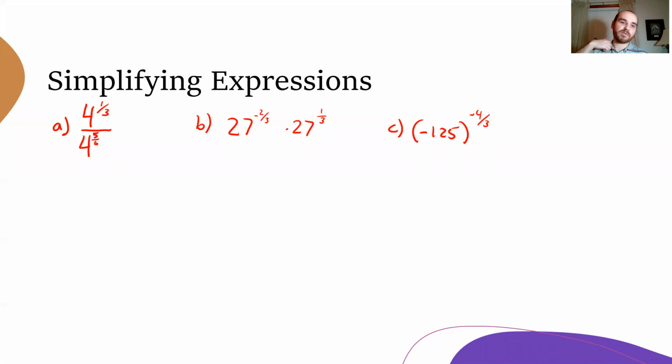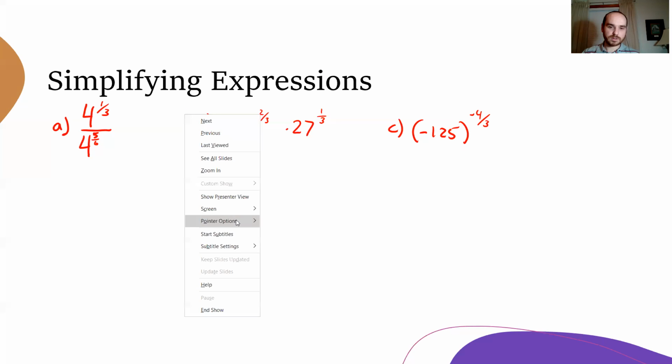So let's look at simplifying some expressions. Now, I wrote these up by hand because doing these in PowerPoint in the formula maker takes absolutely forever, but I will use a different color to go through the solution to them. So color, let's make it just black.